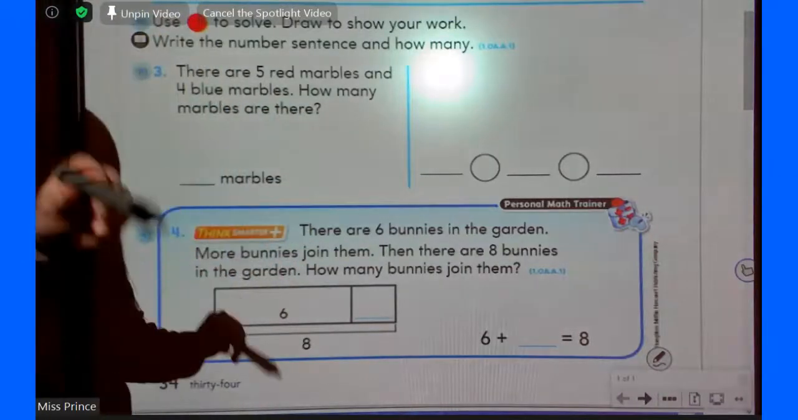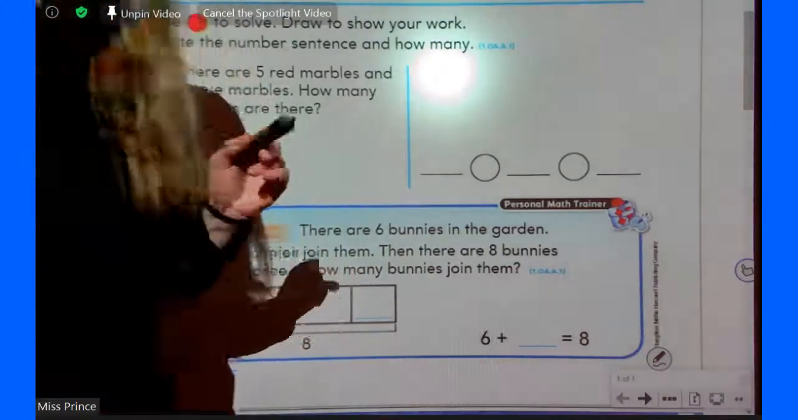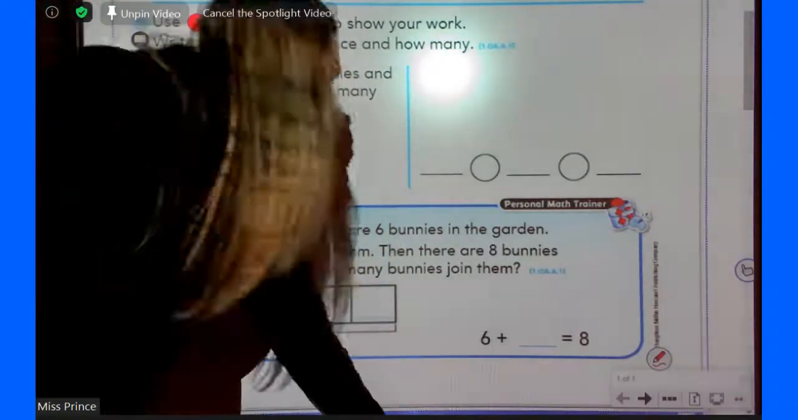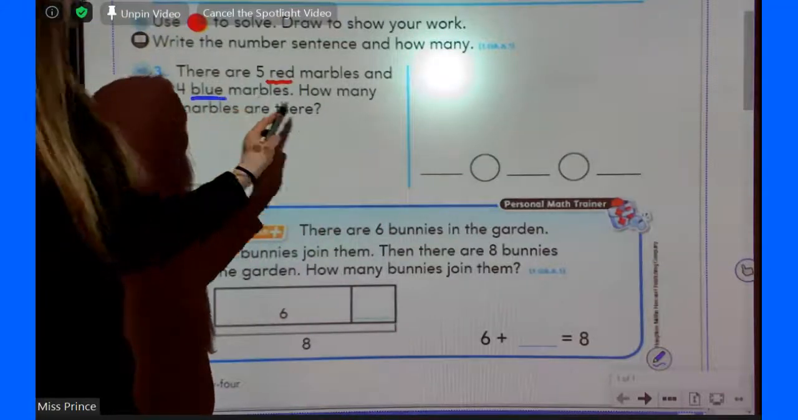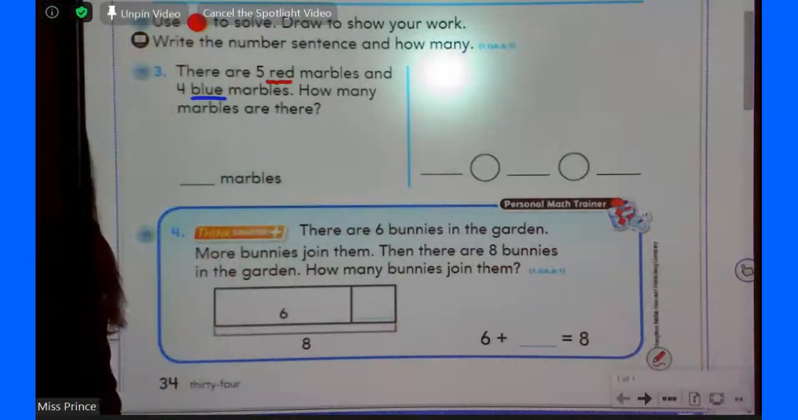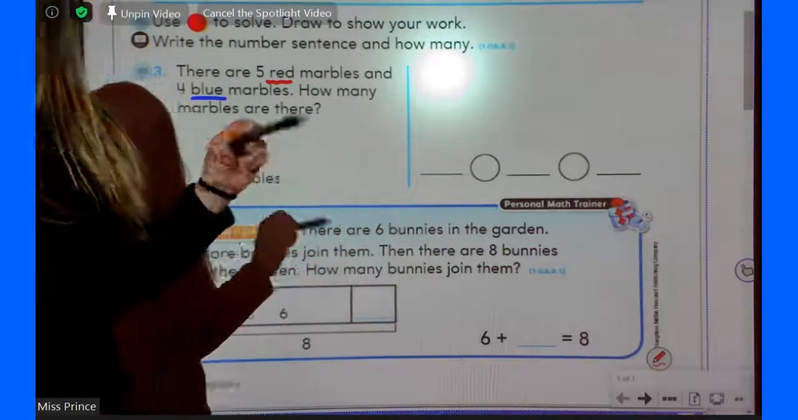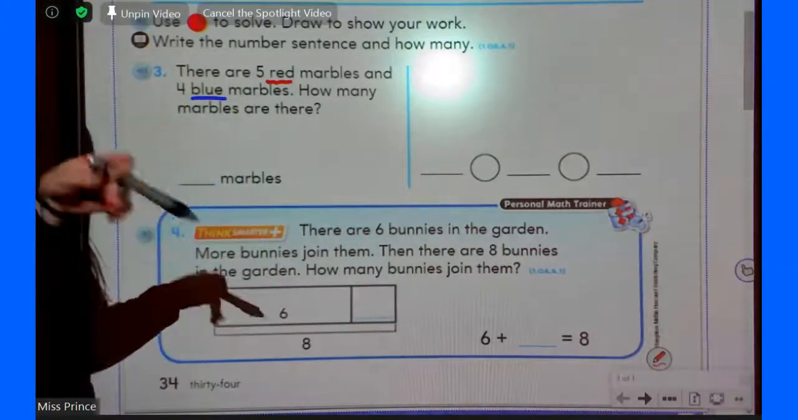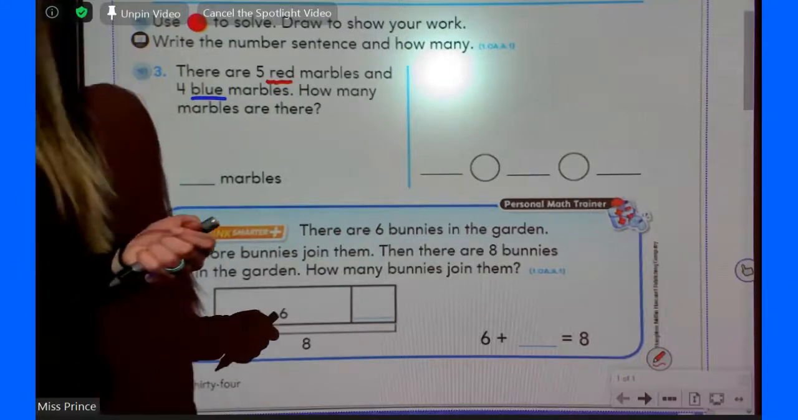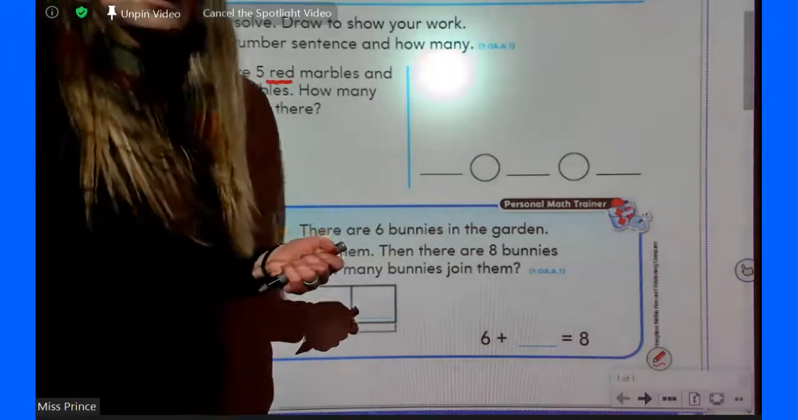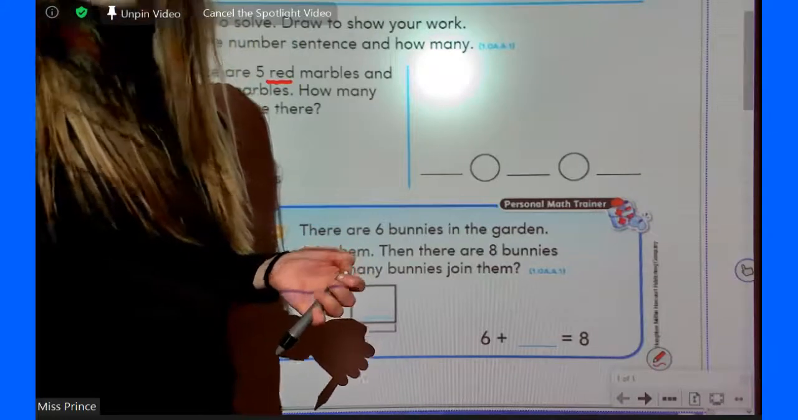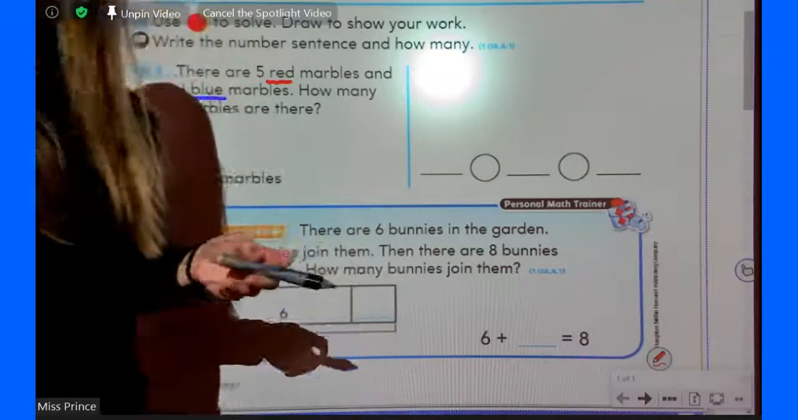If you would like to use crayons right now, you may. We're going to need a red crayon and a blue crayon. So if you want to use crayons with me, that is okay. I'm going to count to 10, and I want you to be back at your seat with your crayons if you choose to use crayons. 1, 2, 3, 4, 5, 6, 7, 8, 9, 10.